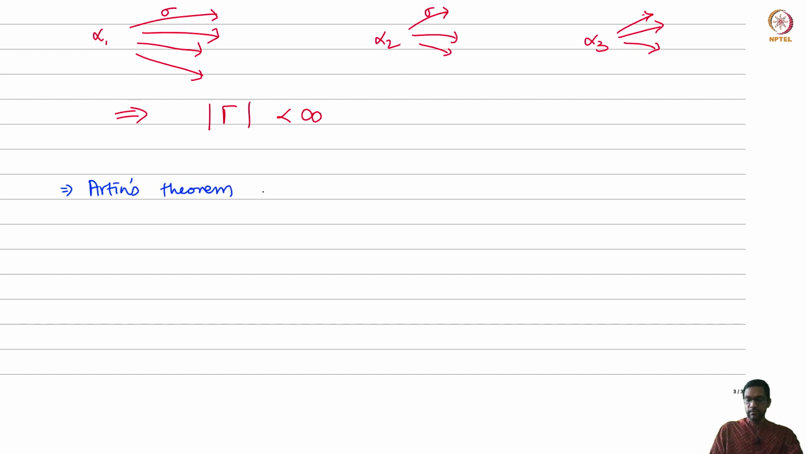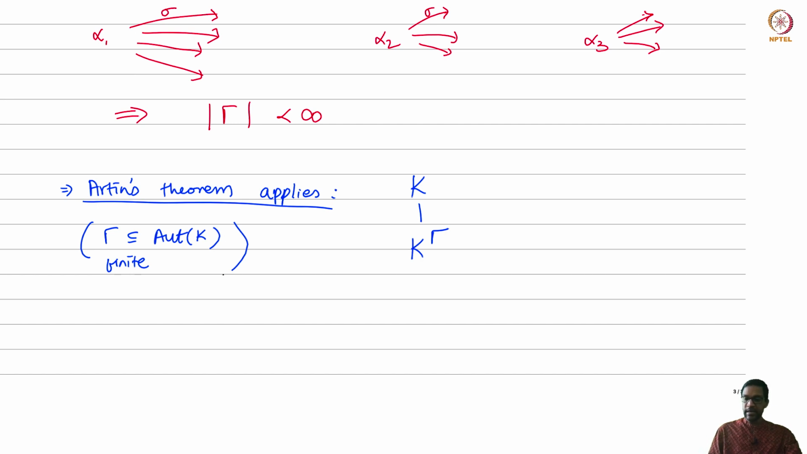And what did Artin's theorem say? It said that if you take K, and Gamma was any finite, so what was the hypothesis here? Gamma needed to be any finite subgroup of the group of automorphisms of K. Okay, so in particular we have taken Gamma to be Aut_F(K), and that's known to be finite in our case. And Artin's theorem says that if you look at K as an extension of K^Gamma, then the extension has degree exactly equal to the cardinality of Gamma. So this is the assertion of Artin's theorem.